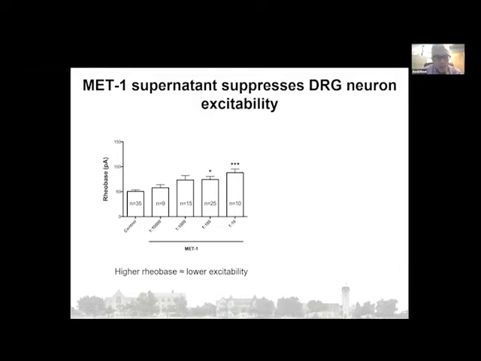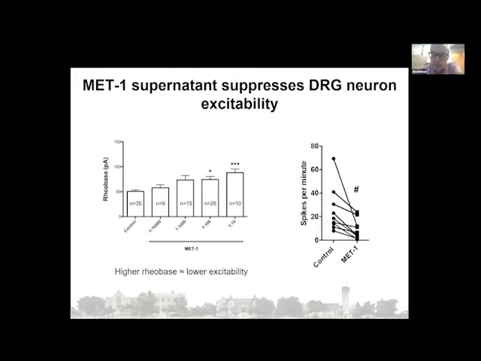And so a higher rheobase would be analogous to a lower excitability of the neurons. And you can see in this graph that the MET1 supernatant at a dilution of 1:100 increased the rheobase, suggesting that the supernatant was decreasing the excitability of these neurons.